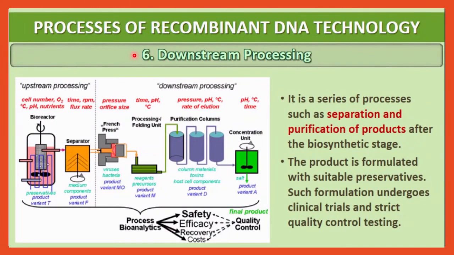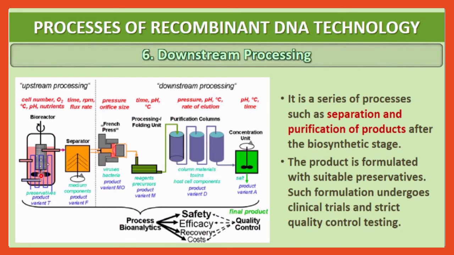The last step of recombinant DNA technology is downstream processing, which is a series of processes such as separation and purification of products. This is the bioreactor in which all the biochemical reactions occur. As a result, you get the product, but this product will be in impure form, so you have to purify it.